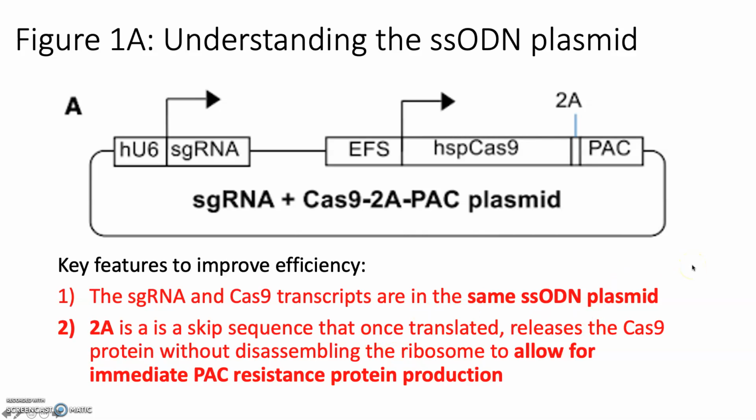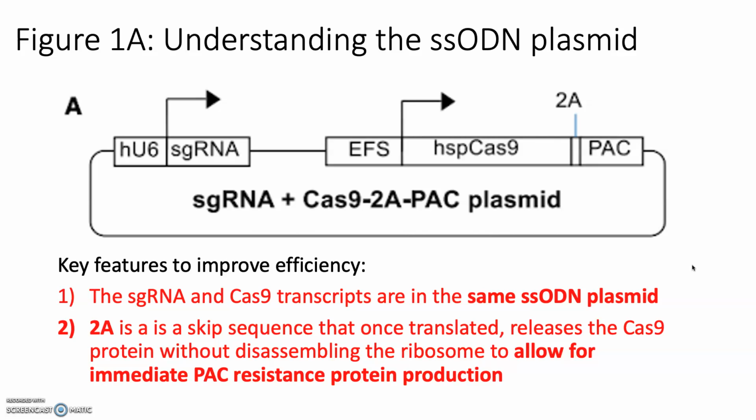The first figure is basically a schematic of the SSODN that is used to make this process more efficient, to answer that main objective of making the whole process more efficient. They use a plasmid, a single-stranded DNA plasmid, that houses both the genetic information for the sgRNA as well as the CRISPR Cas9 protein and the resistance gene. So the fact that they're both in the same plasmid is one form of making the whole process more efficient, because they don't have to be in separate plasmids and getting transplanted at different locations.